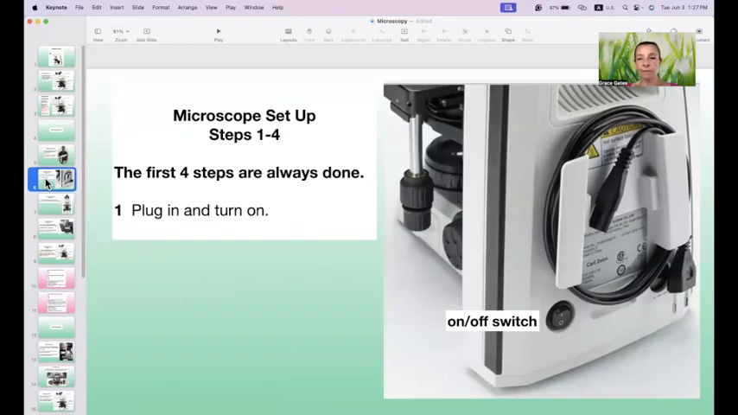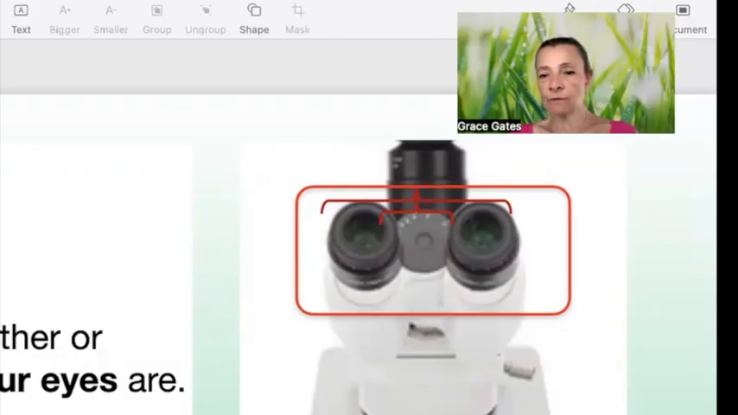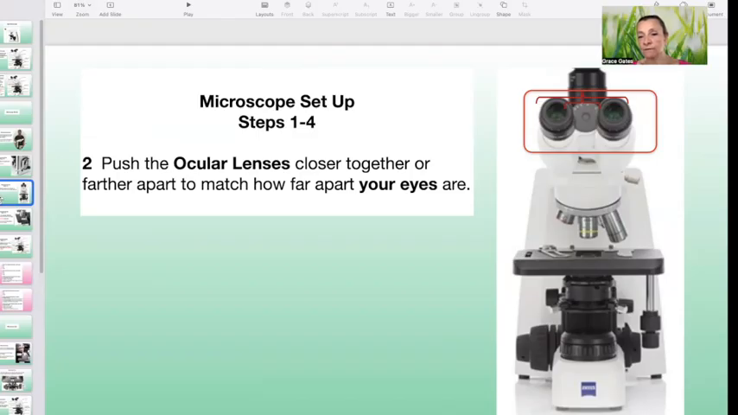Now, the first 4 steps of microscope setup are, first of all, plug it in, turn it on. Next, put your ocular lenses at a comfortable width for your eyes. This will make you see one round picture when you look through the ocular lenses, and it will be very comfortable for your eyes. Don't leave out this step, or you will be seeing a binocular view of your slide instead of a single round view of your slide.